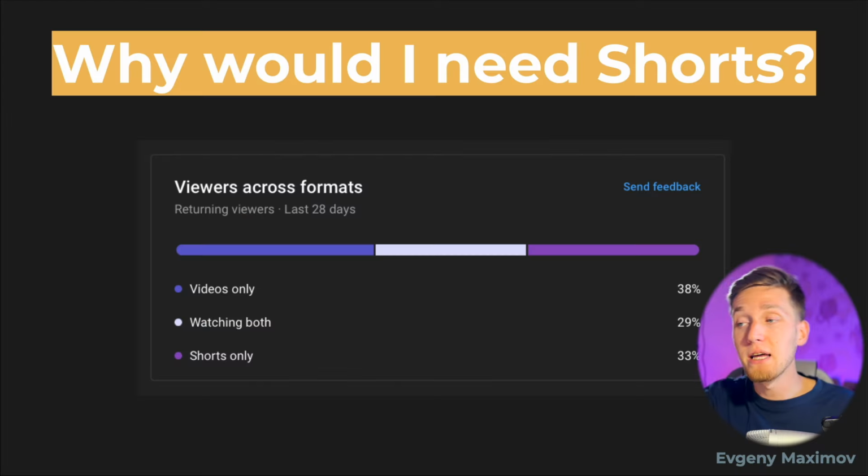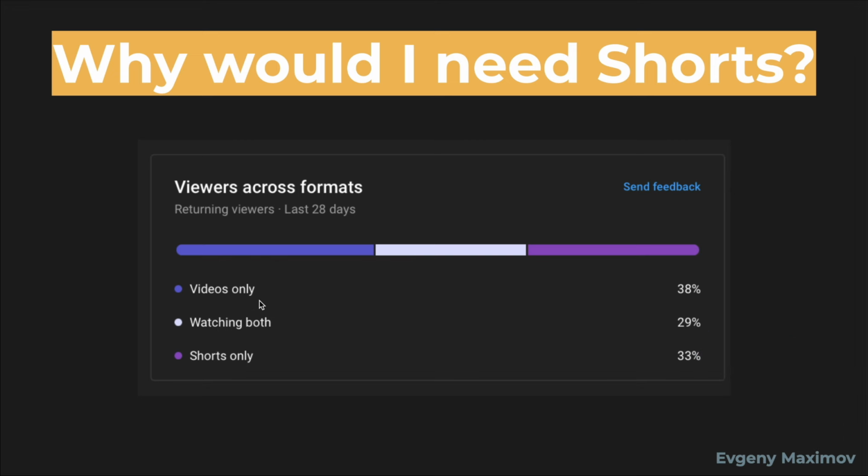Next point about our viewers: people consume different content on different platforms. And why do we need to create short form content? Simply because of this analytic in our YouTube analytics, which shows that we have different types of viewers on YouTube. We have viewers that watch only long form videos, for example around 40%. We have people who watch both long form and short form videos, around a third. And the other third is people that watch only short form videos on YouTube.